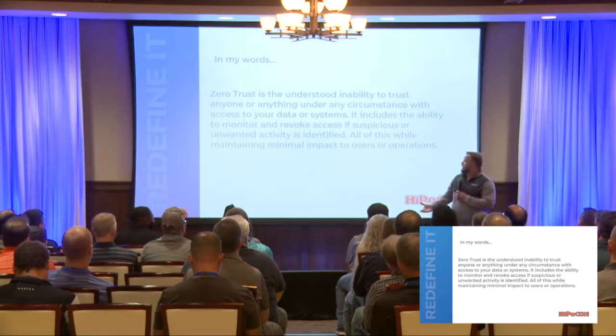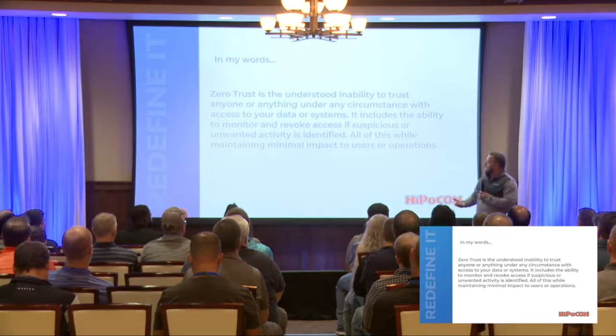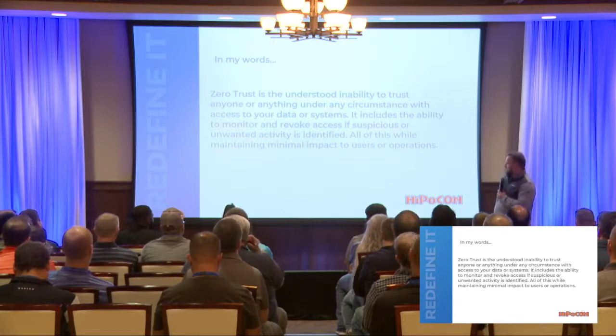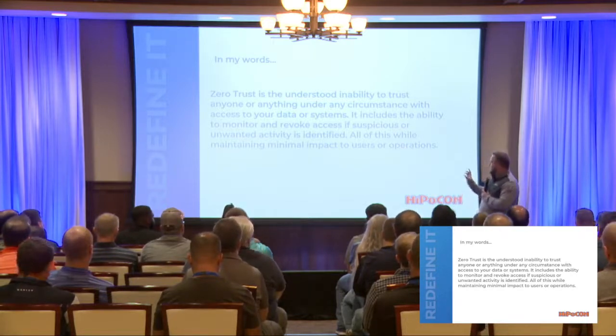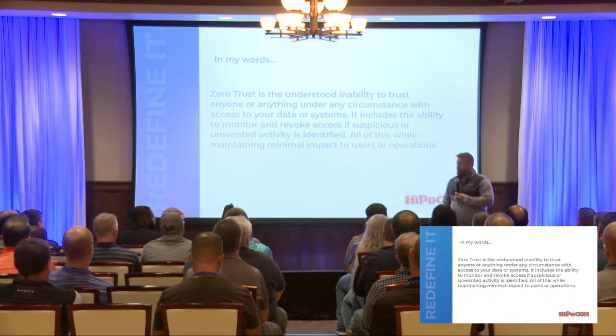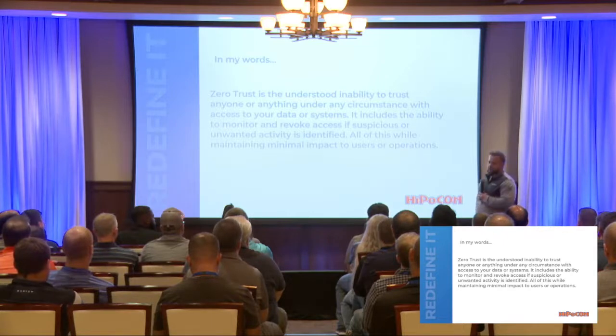Zero trust is the understanding, or the understood inability to trust anyone or anything under any circumstance with access to your data or systems. It includes the ability to monitor and revoke access if suspicious or unwanted activity is identified. All of this while maintaining minimal impact to users or operations. That minimal impact to users or operations, I think, is really key here because historically, zero trust has been pretty user impactful. As we add application whitelisting and things of that nature, we end up impacting our users.